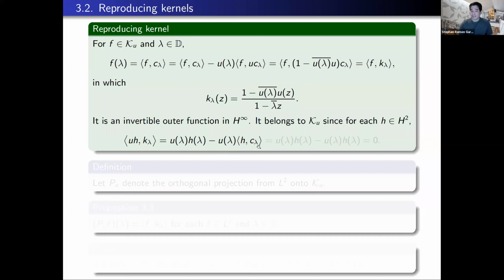We use the fact that C lambda is the reproducing kernel for any H2 function. And so that tells me that we're just subtracting the same thing from itself and we get 0. So moral of the story, K lambda is orthogonal to everything in U capital H2. So that means K lambda is in the model space script Ku. So that is our reproducing kernel. This formula here is going to be very important for what we do.